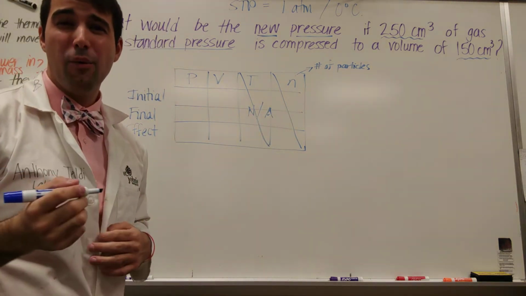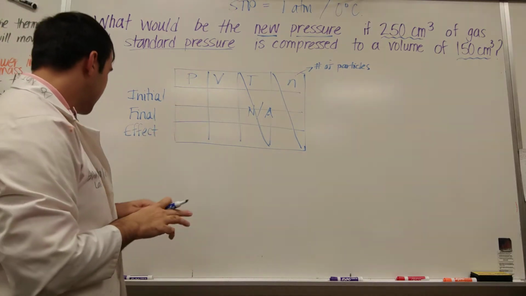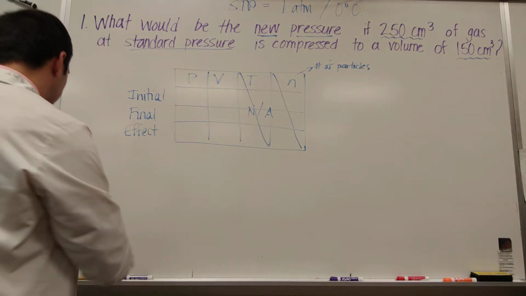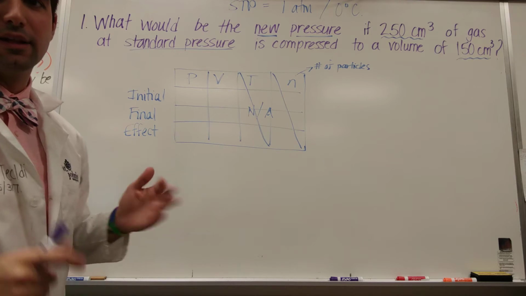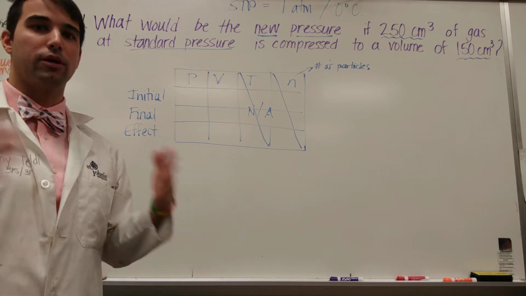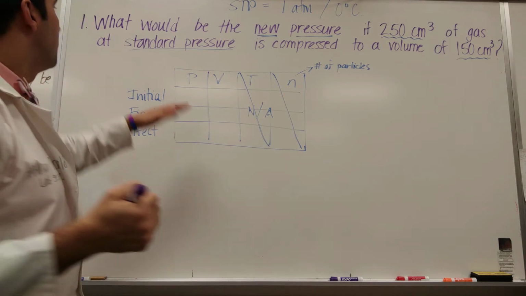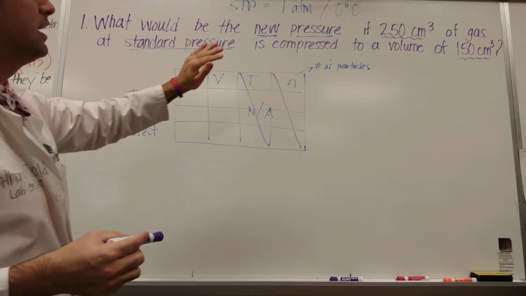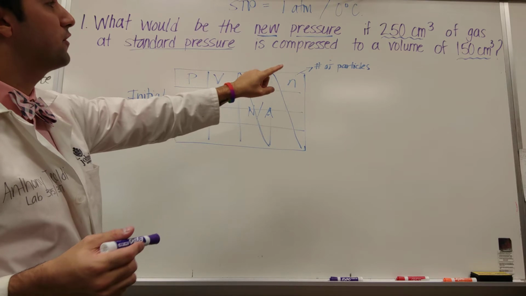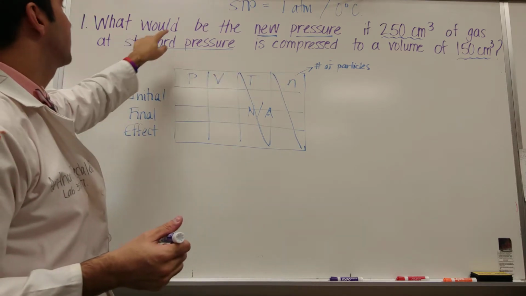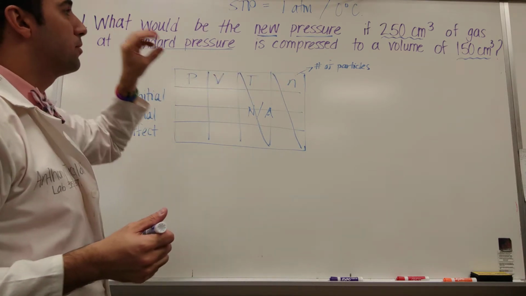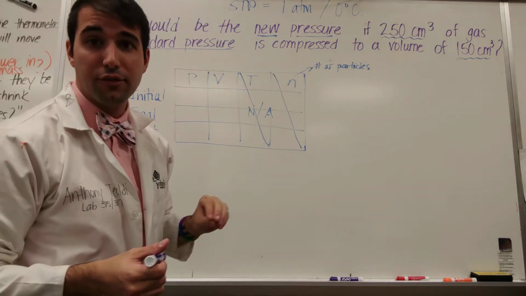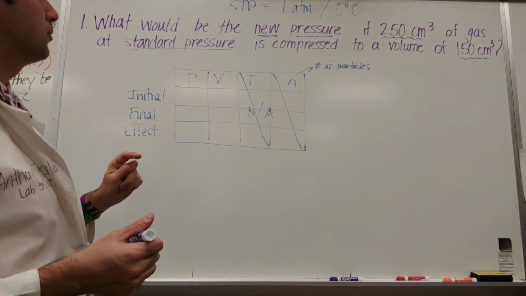Okay, and so now what I'm going to try and do is look at what was given to me as far as pressure and volume. Well, if I reread the question again, sometimes some of us don't like to reread, or it's too much to read again, but it says, what would be the new pressure, so I'm looking for a pressure, if 250 centimeters cubed of a gas at standard pressure is compressed to a volume of 150 centimeters cubed.